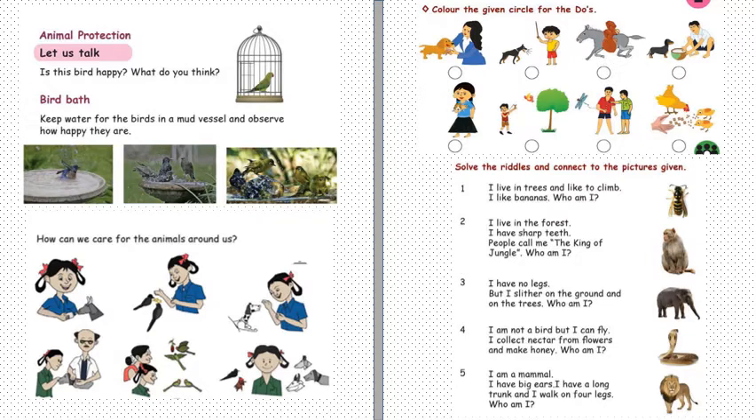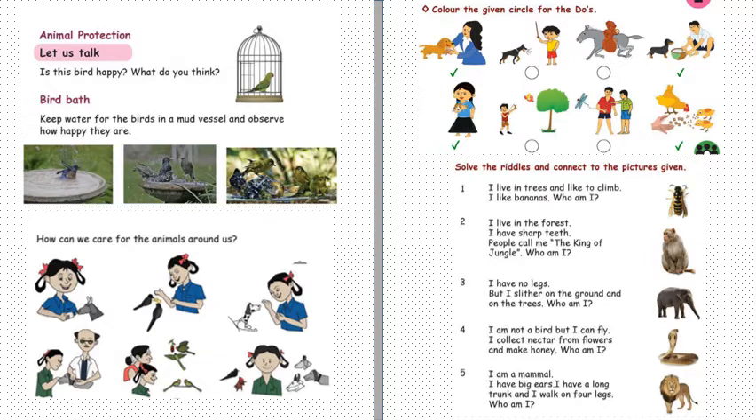Okay, now color the given circle for the do's. We have a lady taking care of the dog. Then we have a man feeding the dog. Then we have a girl taking the pet maybe to the vet. And the last one is feeding the chickens.